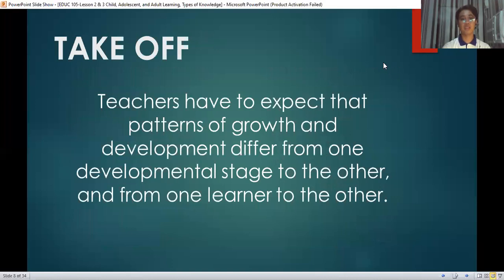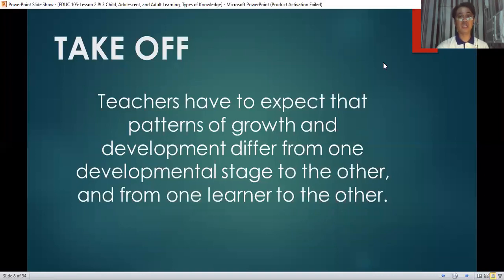So this will be our take first. It says here, teachers have to expect that patterns of growth and development differ from one developmental stage to the other and from one learner to the other. So I would like you to bear in mind, at this point, that individual differences exist, and we know that very well. That's a common knowledge. And because of this individual differences, we differ in terms of learning pace. We differ in terms of learning style, and we differ in terms of how we view the world.